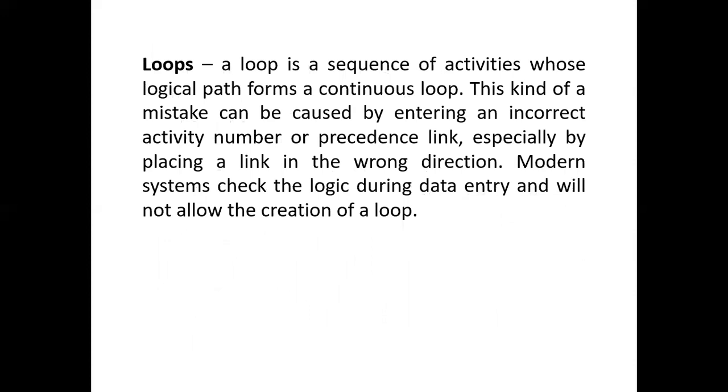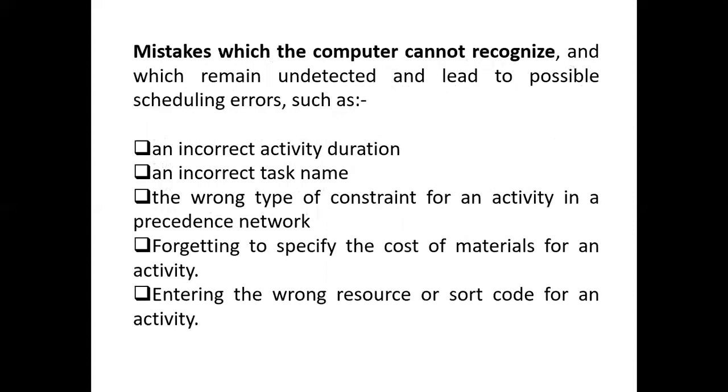And then loops. A loop is a sequence of activities where a path forms a continuous loop. This normally happens when you don't separate the head and the tail from the main network diagram. That's why it is very important from the onset, as you draw the network diagram, that you separate the tail and also the head. Otherwise, you're going to be in this situation called loops.